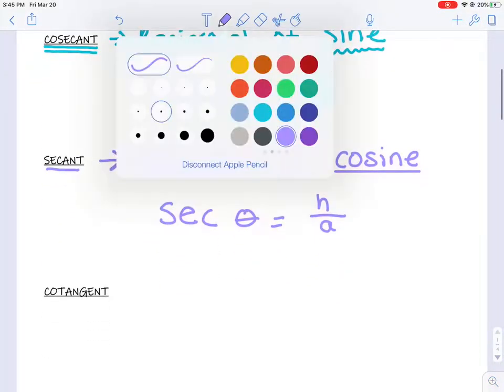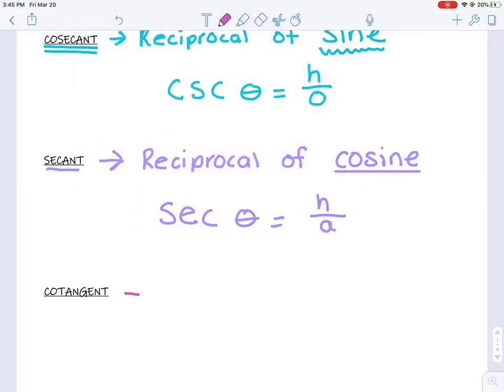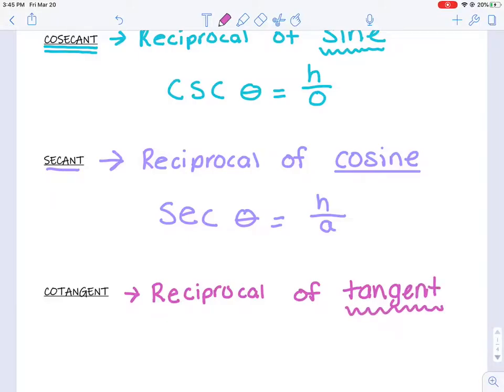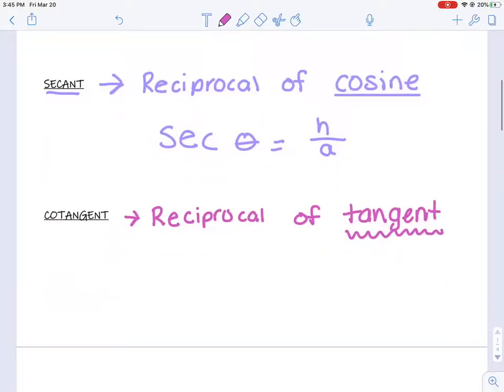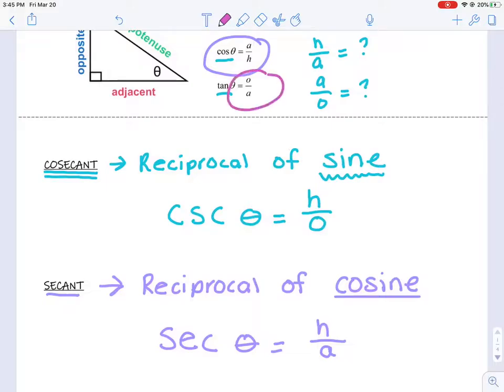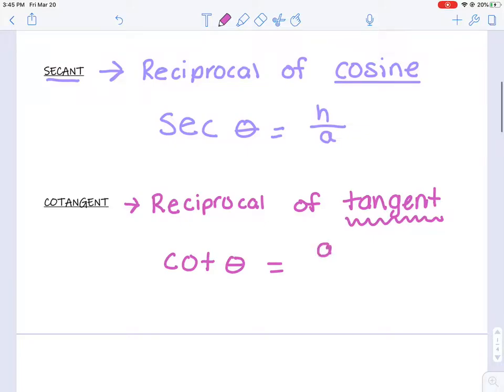Our last one is cotangent, and cotangent is going to be the reciprocal of tangent. So we have sine, cosine, and this is now the reciprocal of tangent. So cotangent we're going to see as COT of theta, and that is equal to, well, if we look at what tangent is, opposite over adjacent, so cotangent is going to be adjacent over opposite.